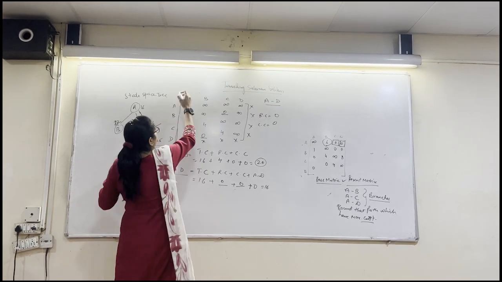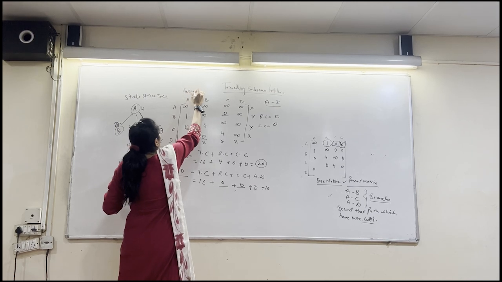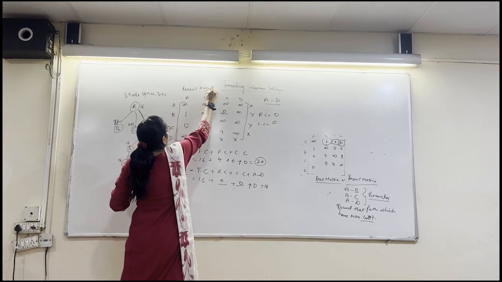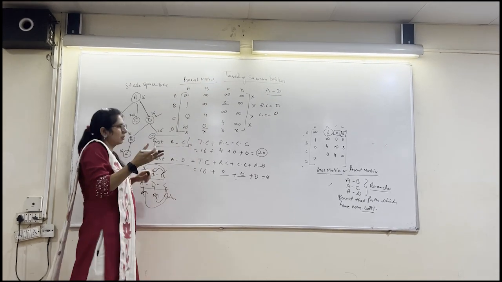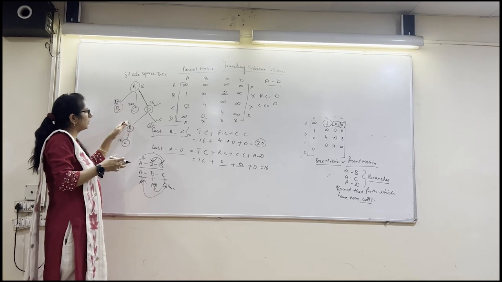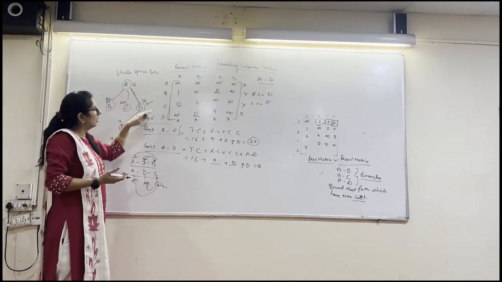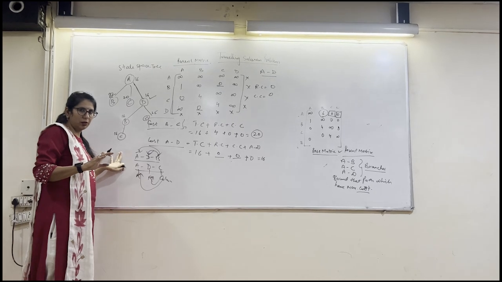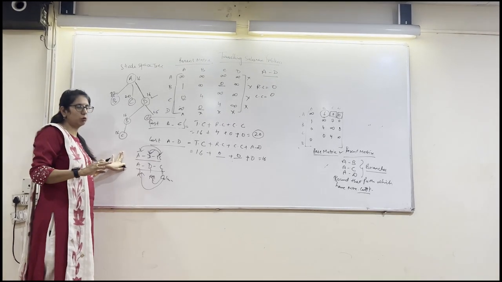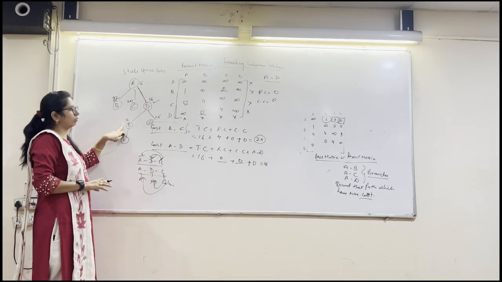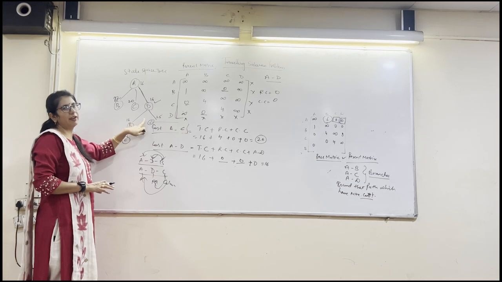Now the parent matrix has changed, this will become the new parent matrix for the next branch, that is ADB or ADC. For this path this will act as a parent matrix. Apply the same row reduction and column reduction, the same procedure, then we will get the overall cost: here 16 and here 25.